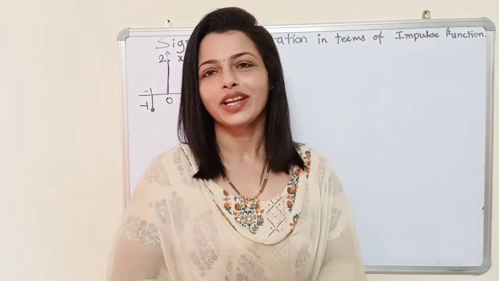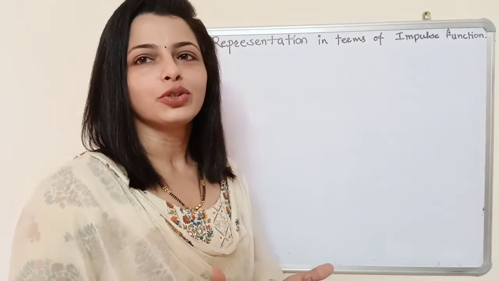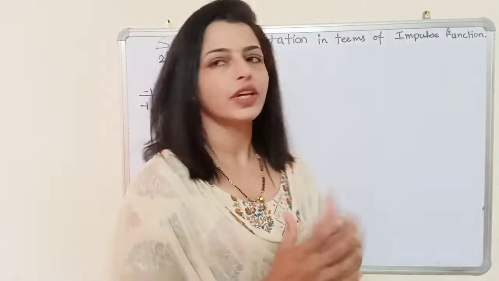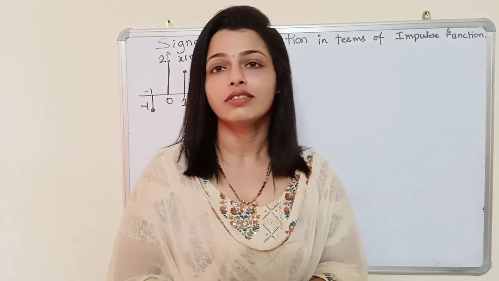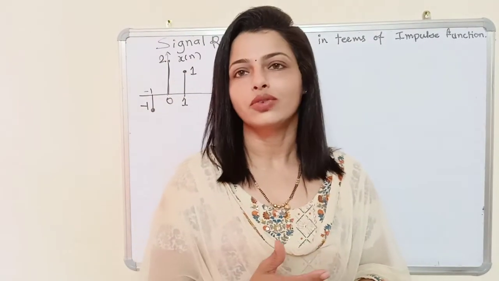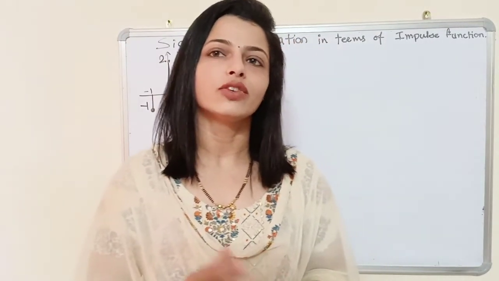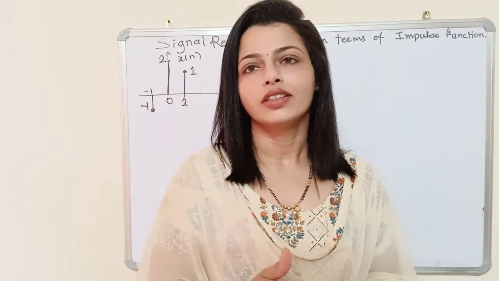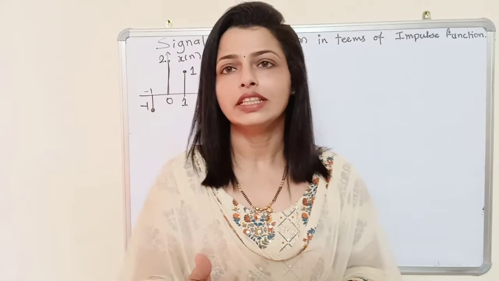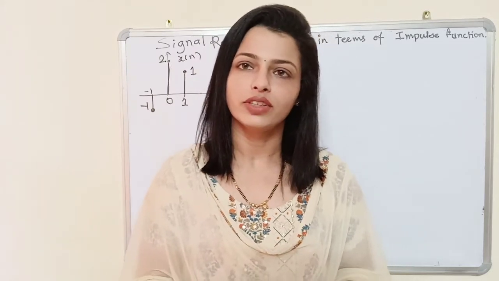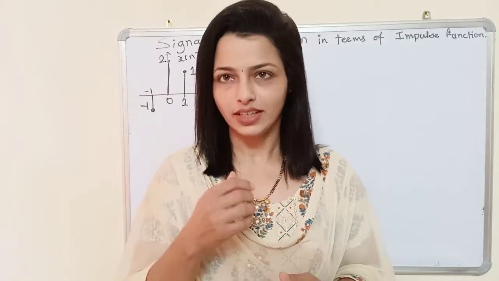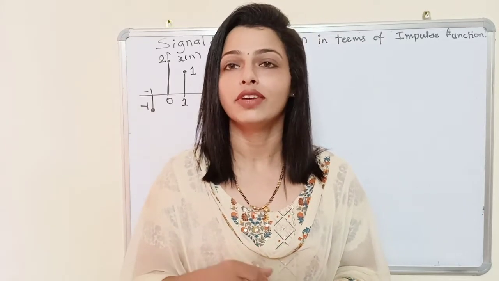Hello friends, welcome back. Today we are going to see a topic named signal representation in terms of impulse function. This is a very basic topic, and many times it comes across that x of n is represented in terms of del of n or shifted versions of del of n, and we keep thinking about why it is done and how it is done. So we are going to learn this simple topic today. It is very easy and it is very important.